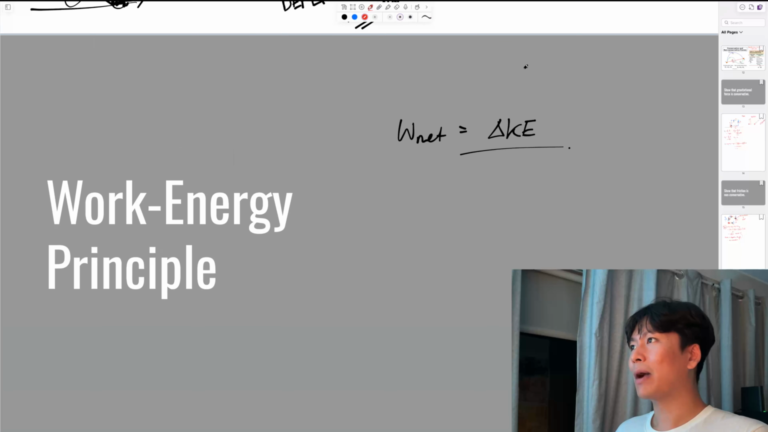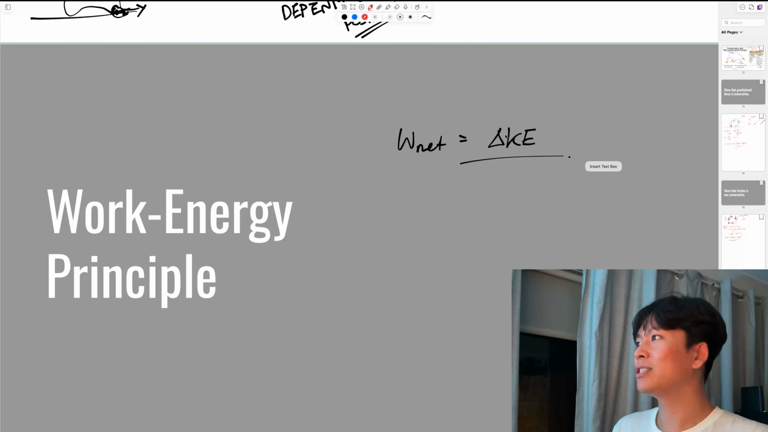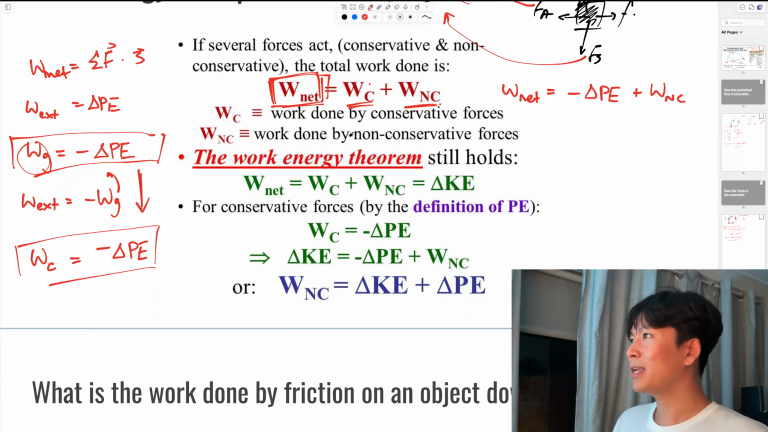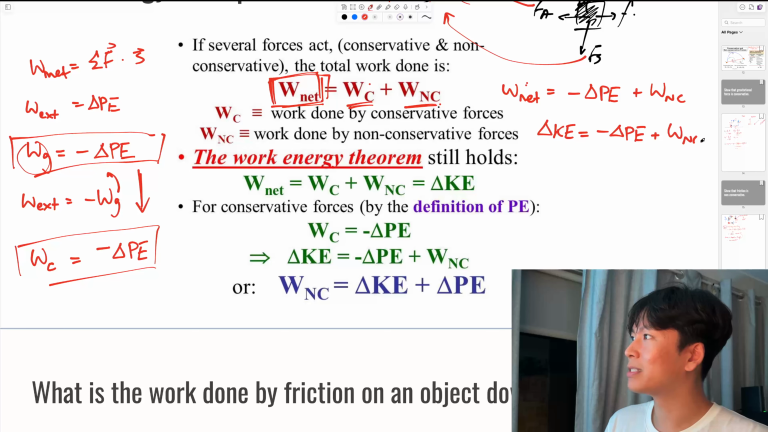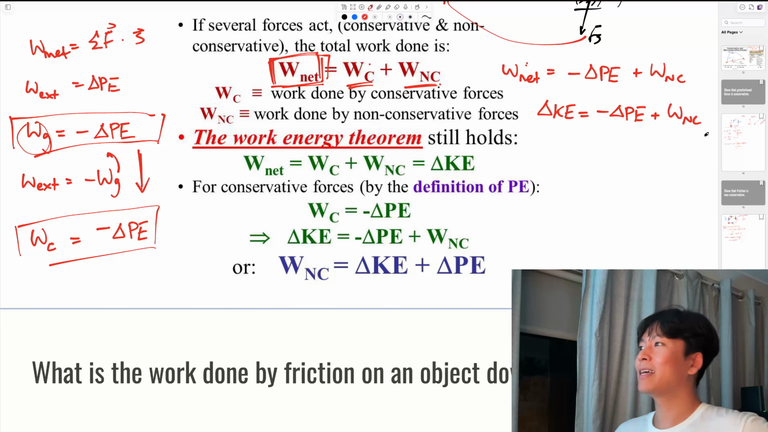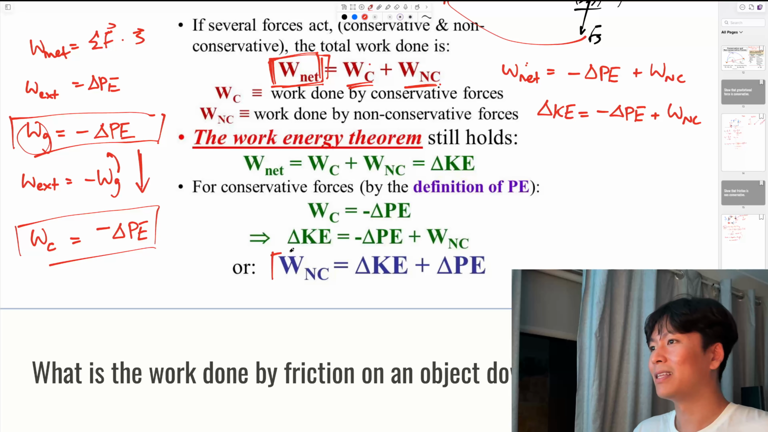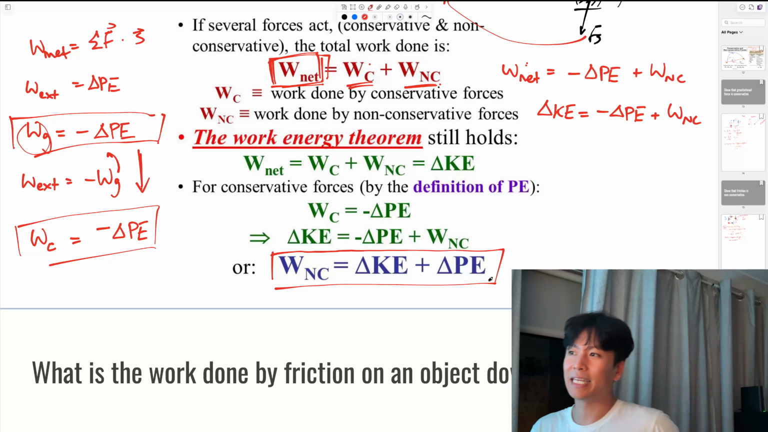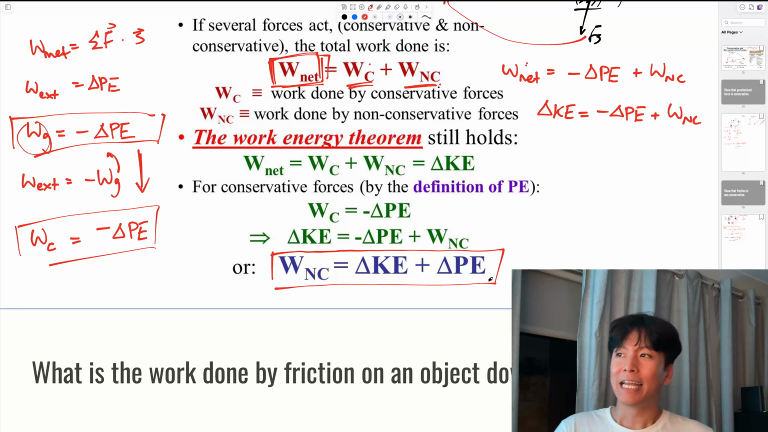But remember our work energy relationship over here. Our work energy relationship says that the net work is also equal to the change in kinetic energy. So if I change this to change in kinetic energy, I can see that the change in kinetic energy is equal to negative change in potential plus the work done by the non-conservative force. Or another way for us to write that is this: the work done by a non-conservative force is equal to the change in kinetic energy plus the change in potential energy. Now, you might be like, oh man, that's really confusing.